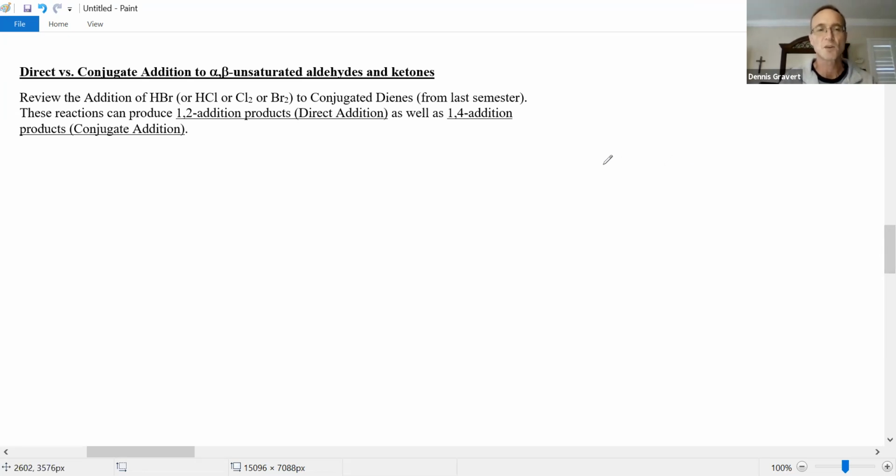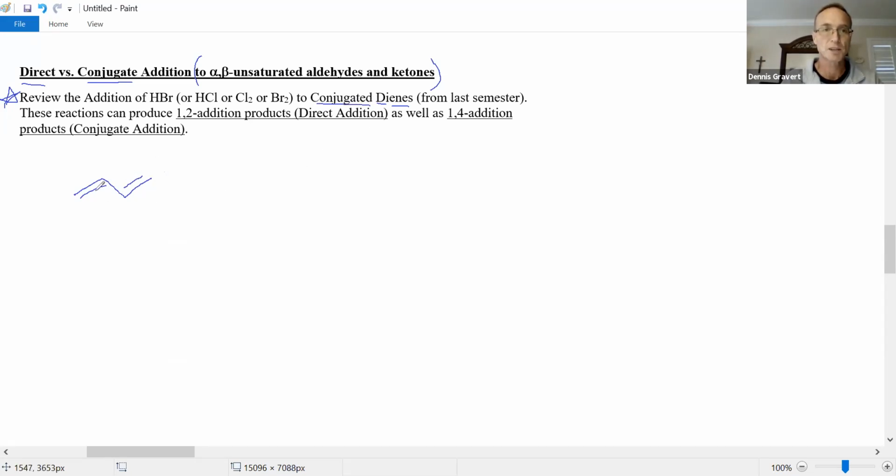So to get us ready for the first theme, let's review something from last semester, something that was titled direct versus conjugate addition. Let's just start there, and then we'll talk about this piece later. Let's just review conjugate versus direct addition. So this is what we saw last semester. We talked about HBr or HCl or Cl2 or Br2 adding to conjugated dienes. So take a diene, right? 2 enes, and they have to alternate: double, single, double. That makes them conjugated.